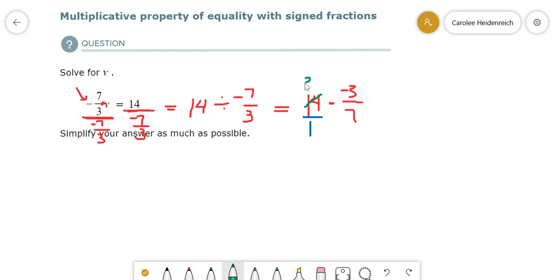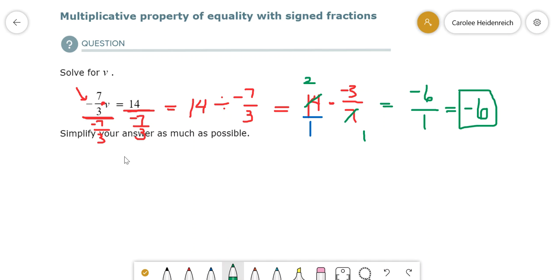14 divided by 7 is 2. 7 divided by 7 is 1. And then I can multiply straight across. 2 times negative 3 is negative 6. 1 times 1 is 1. And my final answer would be negative 6.